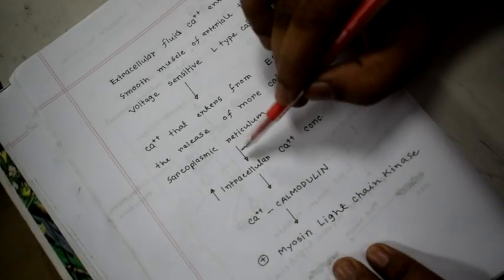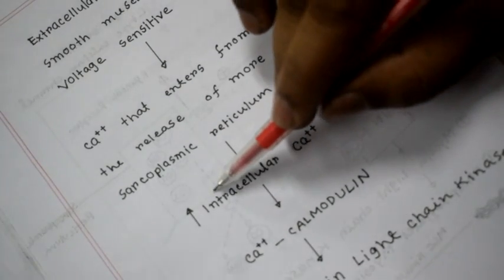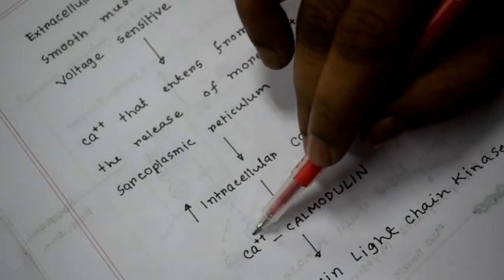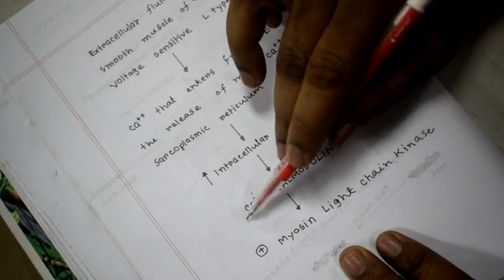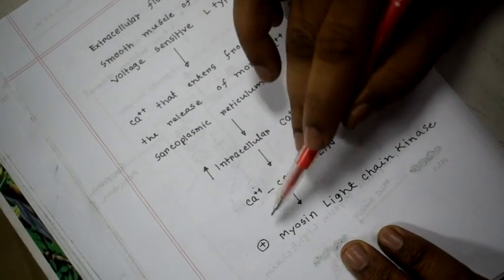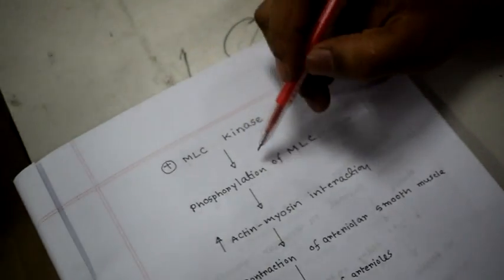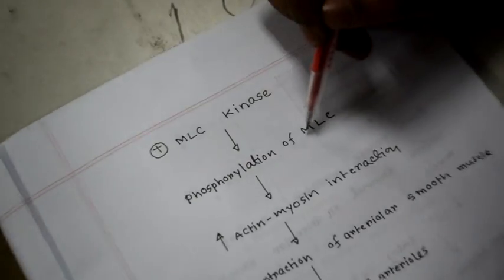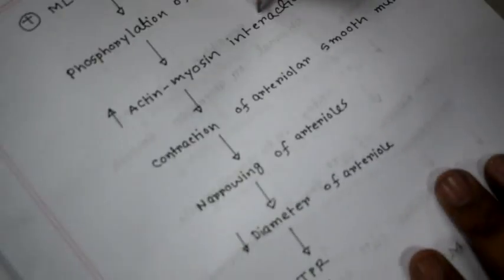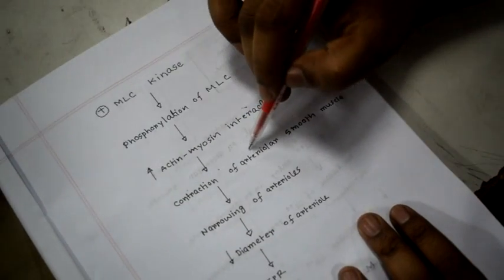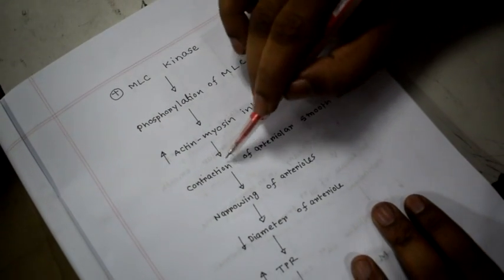As a result of this calcium-induced calcium release, the cytosolic or intracellular calcium concentration gets high, and this cytoplasmic calcium forms a complex with calmodulin. This calcium-calmodulin complex activates myosin light chain kinase, and this activated myosin light chain kinase phosphorylates myosin light chain. When myosin light chain is phosphorylated, there is increased actin and myosin interaction. Increased actin and myosin interaction leads to contraction of arteriolar smooth muscle.